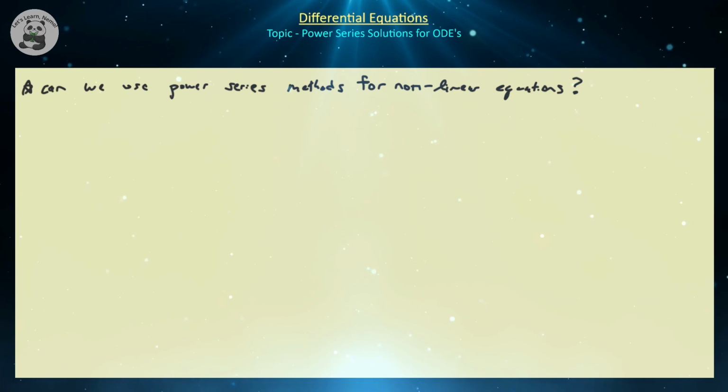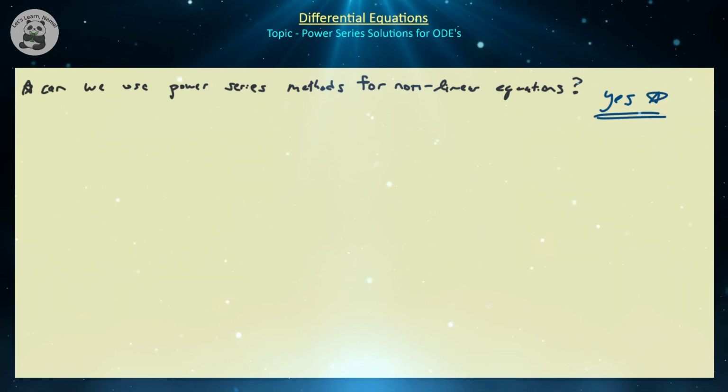So the example that I used to illustrate power series methods was a first order linear differential equation. And you can of course solve higher order differential equations with power series, but we'll put that off until a later time when we actually start talking about higher order differential equations, because now we're sort of focused on first order. But natural question is, can we use power series for non-linear equations? The answer is yes, with the star next to it.